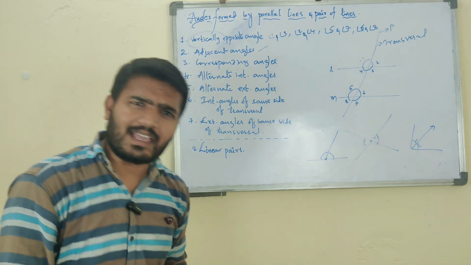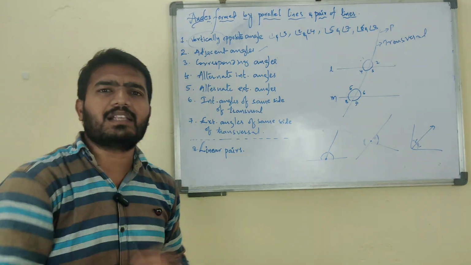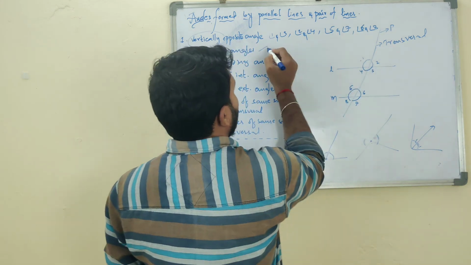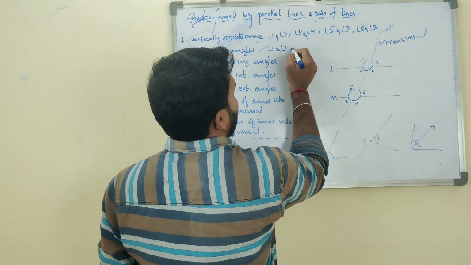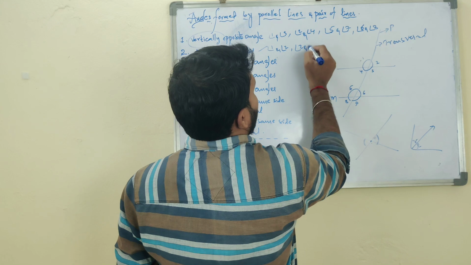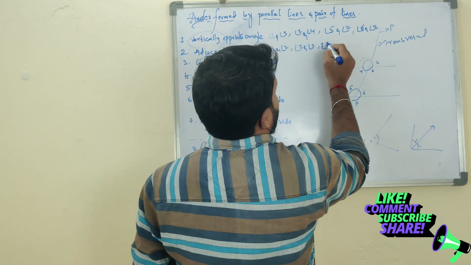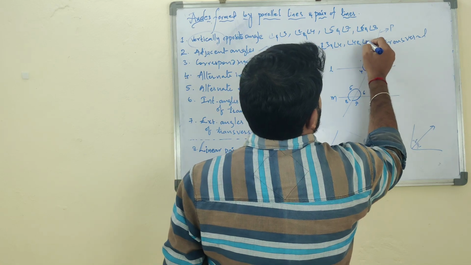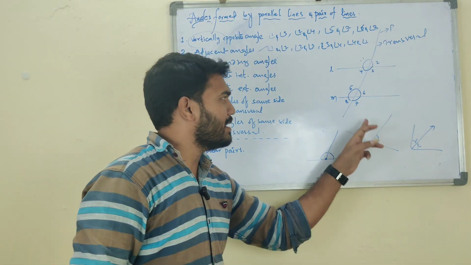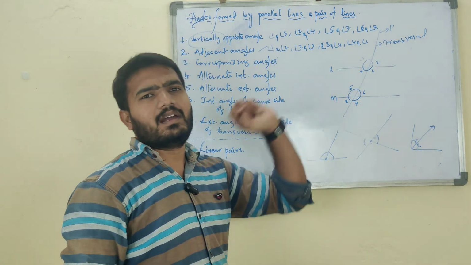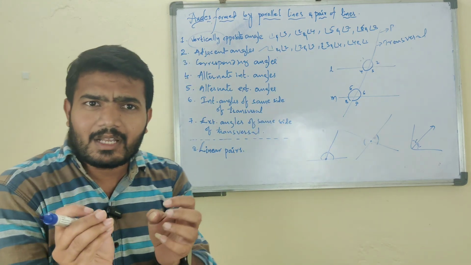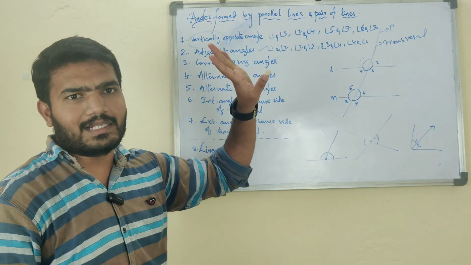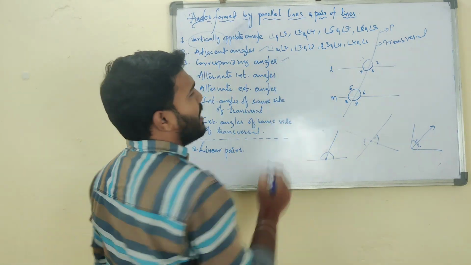These two parts are called adjacent angles. If an angle is divided into two parts, the angles next to each other, we call adjacent angles. So here the adjacent angles are 1 and 2, 2 and 3, 3 and 4, 4 and 1. Similarly 5 and 6, 6 and 7, 7 and 8, 8 and 5. These angles are next to each other, so we call such angles adjacent angles.